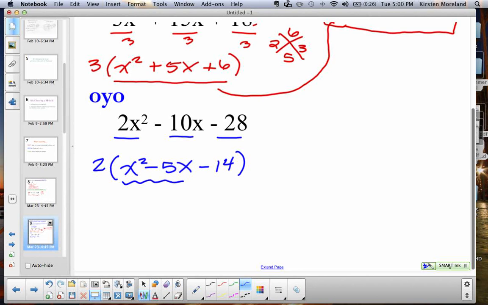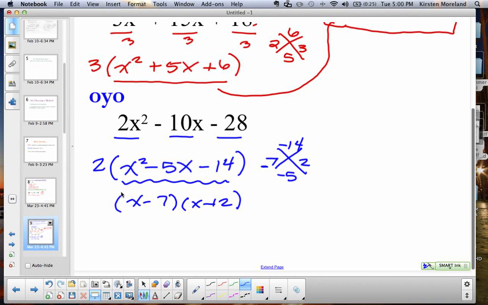Now I'm just going to look at this inside portion and make my x for that. So I want to multiply to a negative 14, add to a negative 5. 7 and 2 multiply to a positive 14. I want to add to a negative, so the bigger factor needs to be made negative. So this whole inside part is equivalent to x minus 7, x plus 2. Notice the 2 just stays out front, and now I've got my final factored form here.